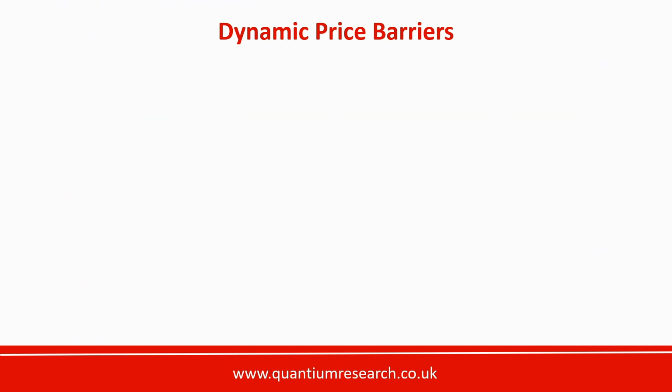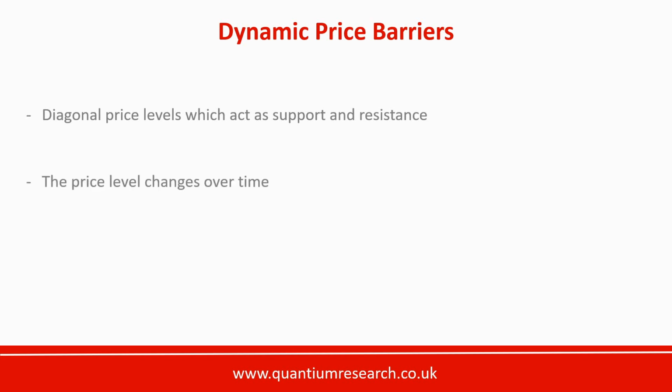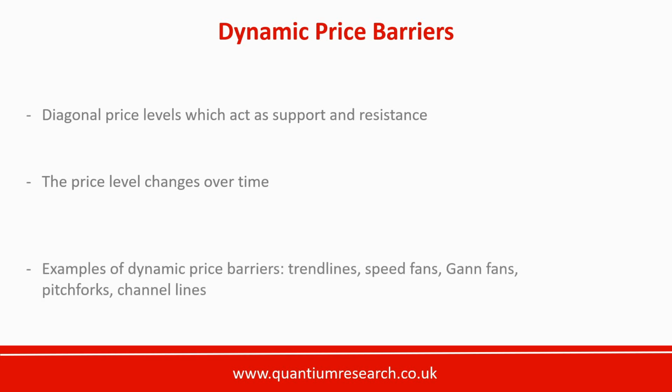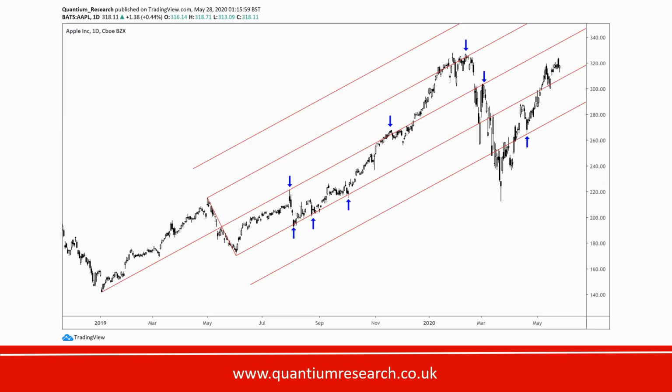However, not all price barriers are horizontal. You can also get dynamic price barriers that are diagonal. They can be used as support or resistance, just like static barriers though. The price level of dynamic barriers changes depending on the time that the price tests them. Examples of dynamic barriers of price include trend lines, speed fans, Gann fans, pitchforks, and channel lines. Most are probably quite familiar with trend lines, but some of these others are interesting ways to also use dynamic price barriers. So let's look at an example real quick.